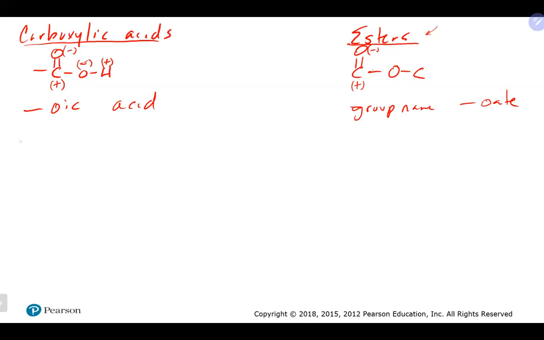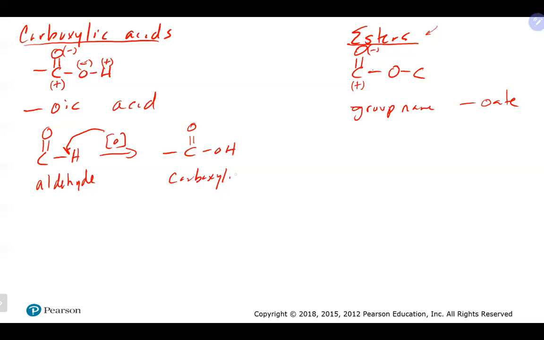We talked about how we form carboxylic acids. Again, a carboxylic acid is really formed from the oxidation of an aldehyde, which originally comes from a primary alcohol. When you oxidize an aldehyde, we basically insert the oxygen there, and that makes our carboxylic acid group. While esters are made up of the reaction between a carboxylic acid and an alcohol, basically.